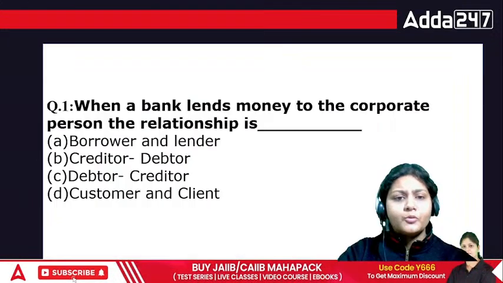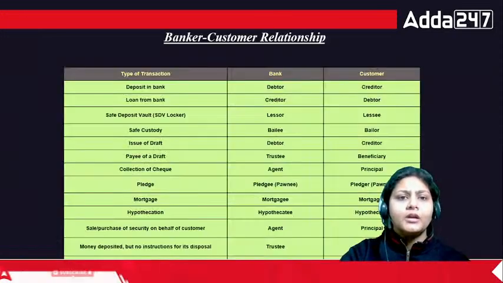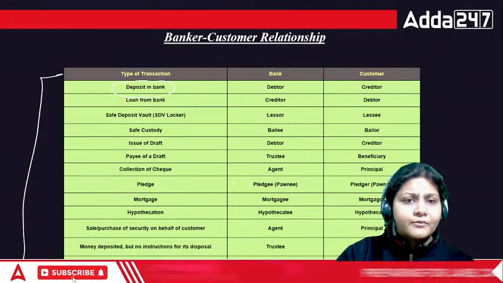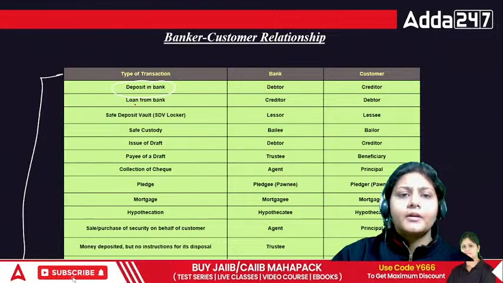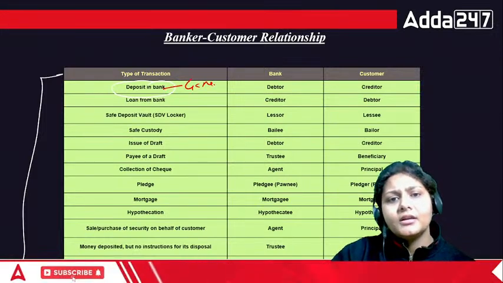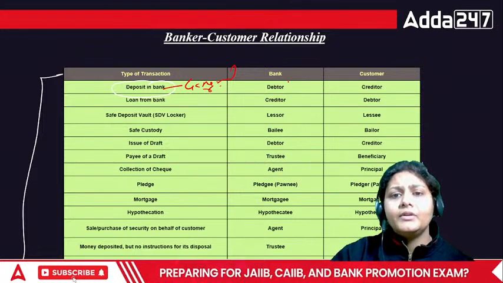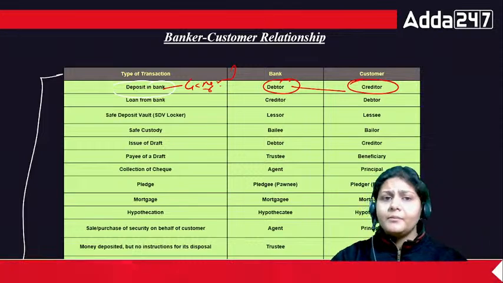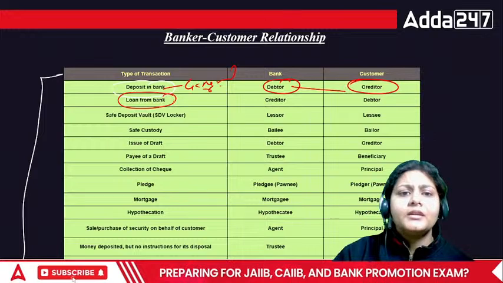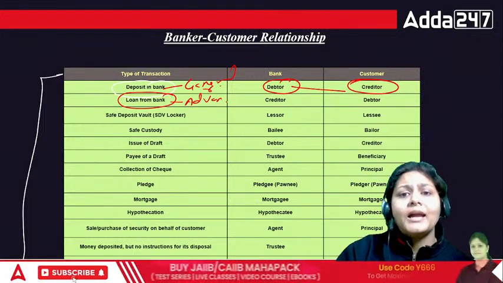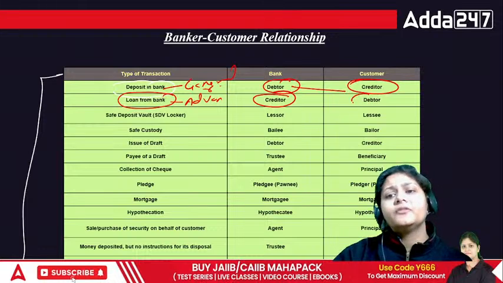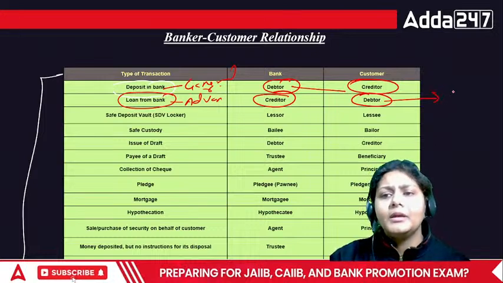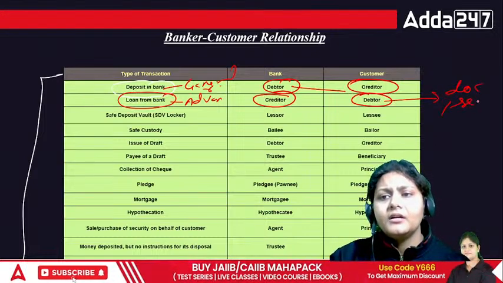Okay, now I'll show you one picture here before attempting all these questions. This picture is very important. See, if you are depositing, we call it the general relationship between the debtor and creditor. So here the customer is the creditor when I am depositing, but it is exactly opposite in case of advance. Now the bank will be the creditor and the customer will be the debtor, and when the bank is giving you the loan, they are keeping some document or security.